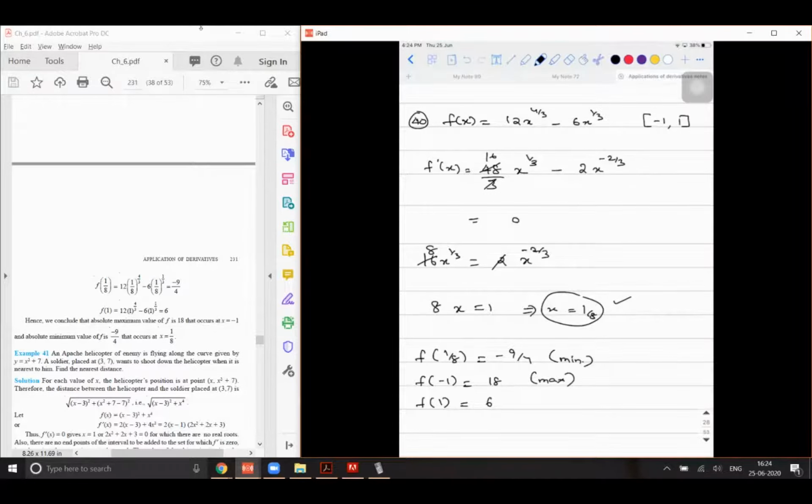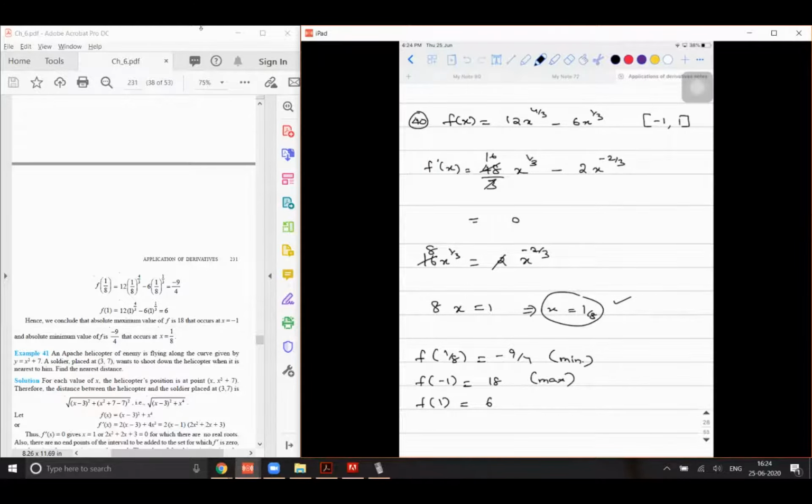Sir, why is the word absolute used? Absolute means the exact value. The exact value of maximum and minimum. That's it. Don't worry about that absolute.